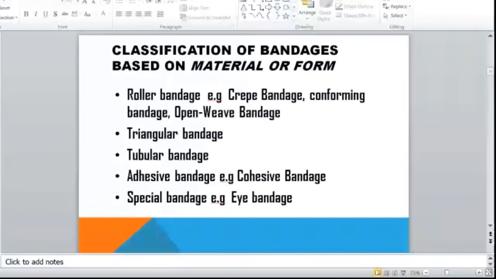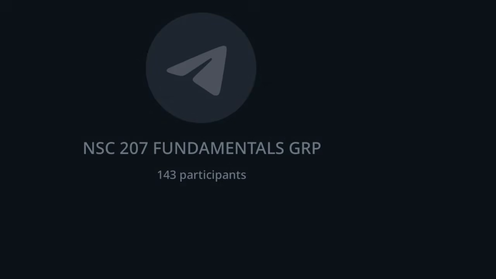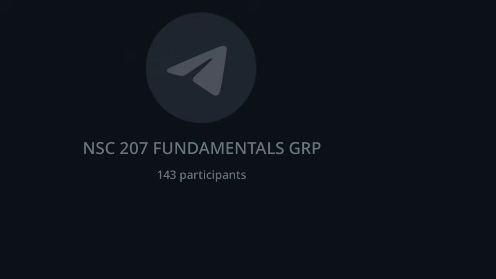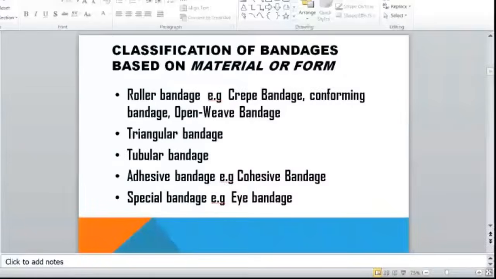Number 4, we have adhesive bandage. That adhesive bandage has a sticky surface like a plaster. So we can use those ones for small cuts or maybe to hold small dressing. Then we have special bandage.